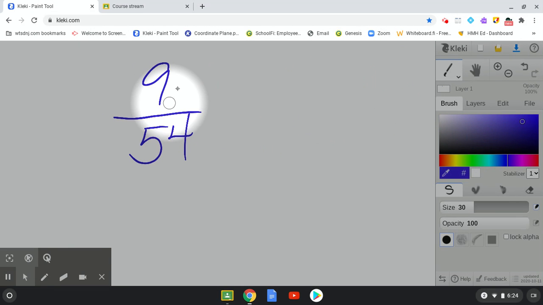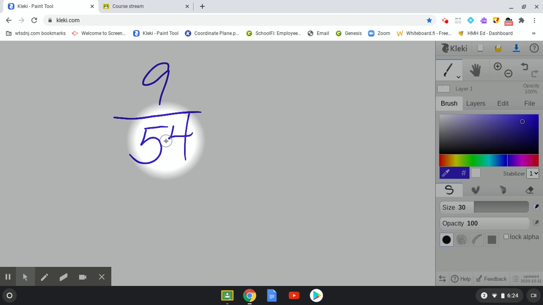Okay, last one. We have 9 over 54. Well, I always go to my 2 rule first. Problem is 9 is not even, so I know it's not divisible by 2. So I can't divide this in half. So now I'm going to look at the 3 rule maybe. So 9 is divisible by 3. I need to know if 54 is divisible by 3.